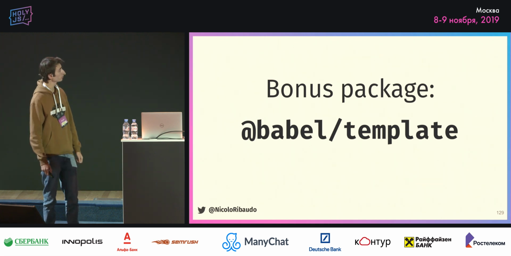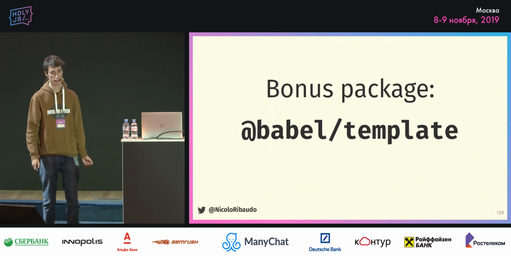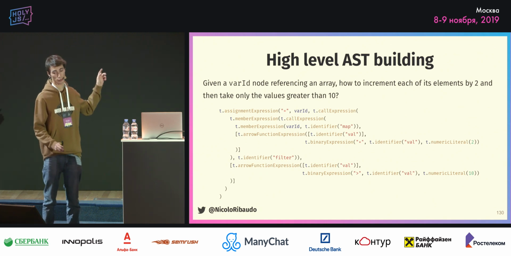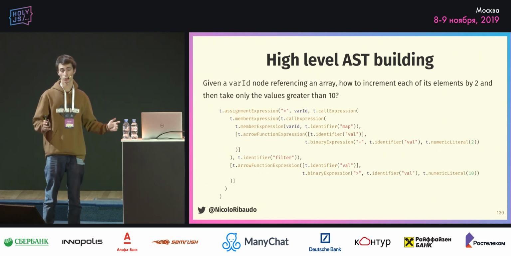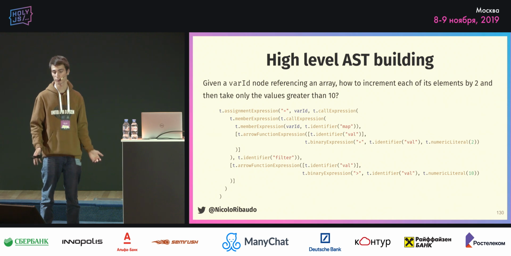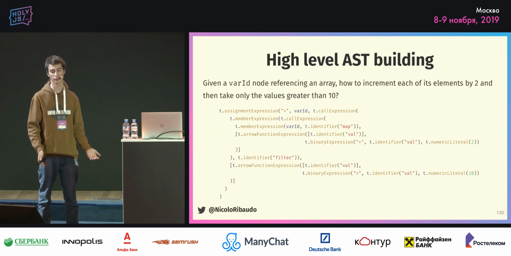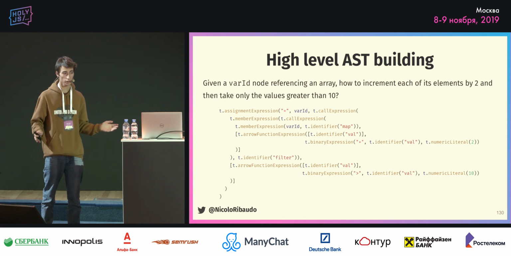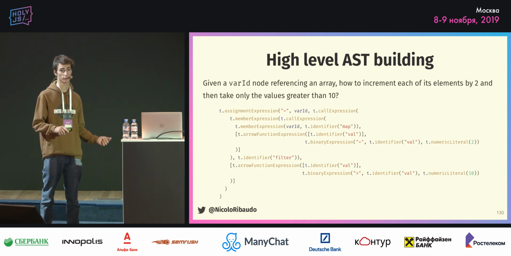The other package is Babel Template. Okay, this code is horrible. So we have a var id node, which references an array. We want to increment each element by 2, and then we want to filter it, taking only the values greater than 10. I would never write this code with Babel types, because it's just too long and it's too easy to get it wrong. And this is where Babel template comes in.